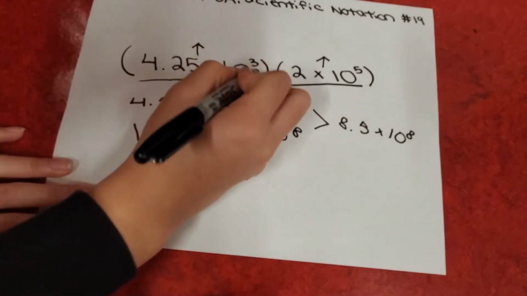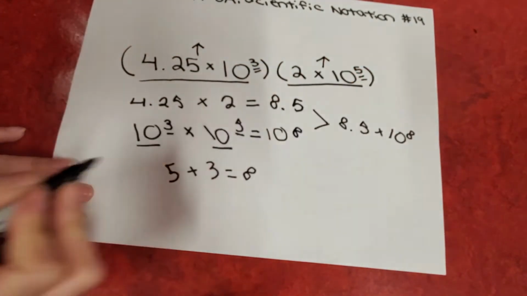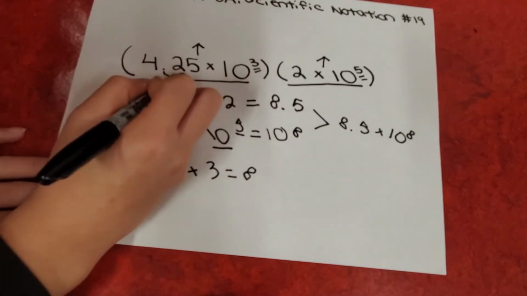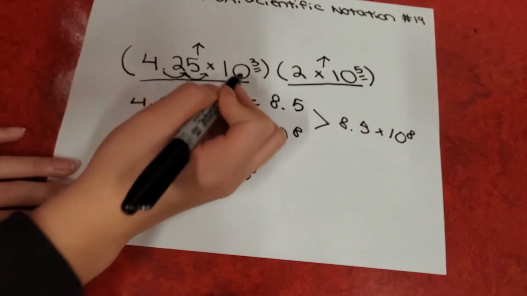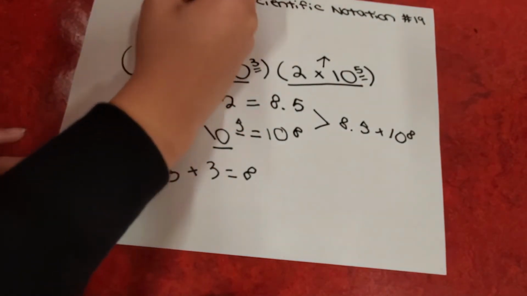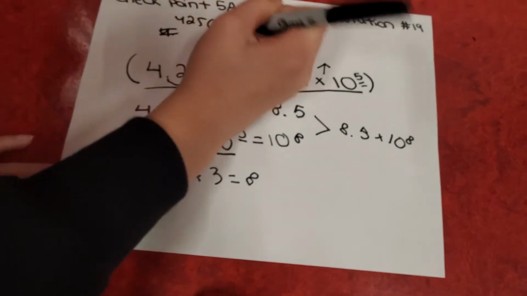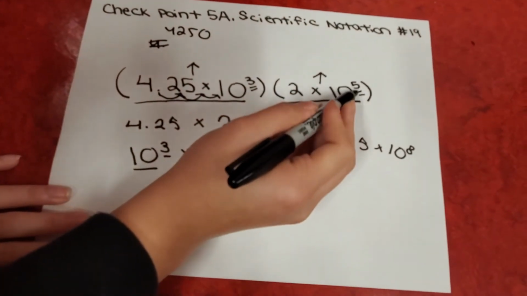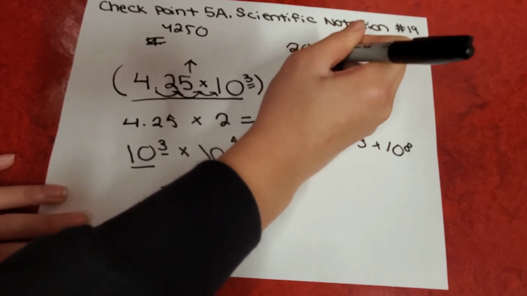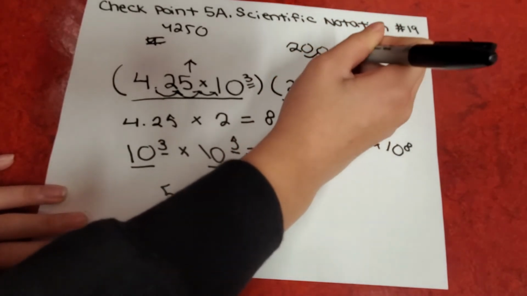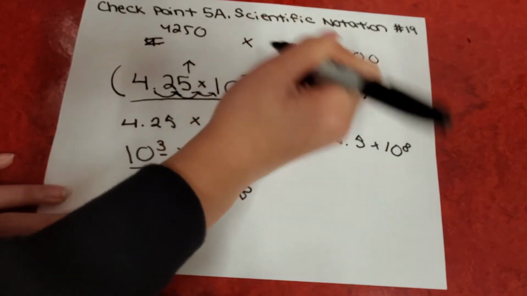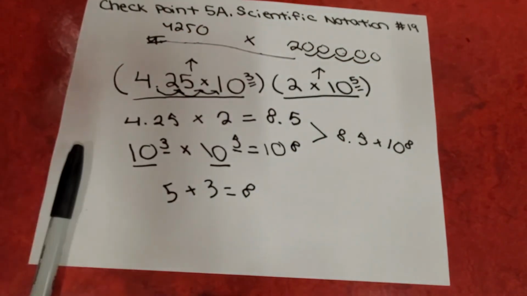How we're going to do this is that we have to look at the exponents to see how many spaces we move to the right. In this case, we moved 3 spaces. So 1, 2, 3, and that gets us 4,250. And we have 5 spaces to the right. So 2, 1, 2, 3, 4, 5, and when we multiply them, let's use the calculator.